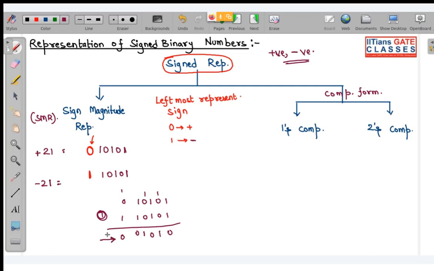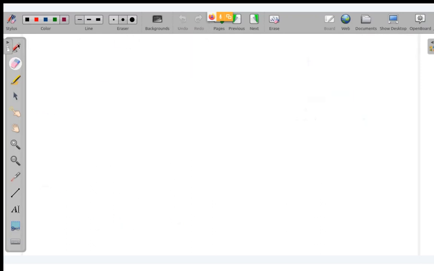So what we did, we switched to complement form. Okay, complemented form. Now look very carefully at what we do in complemented form. So note this down. Now on the next page, I am going to show signed representation in the complement form. And first is ones complement.